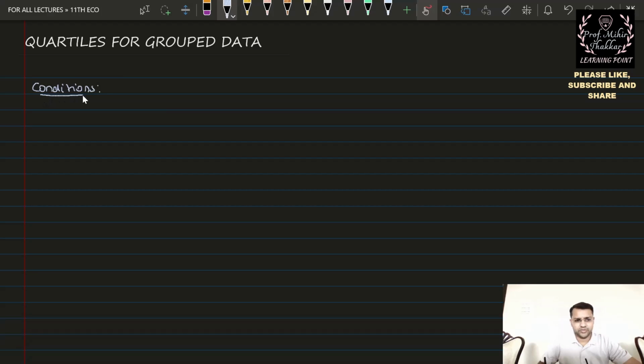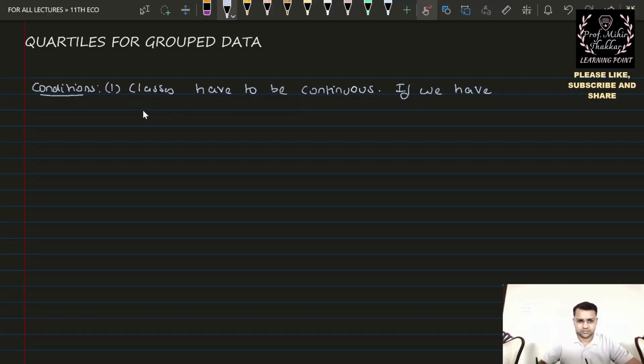The conditions are quite similar. The conditions are not the different ones. The first is that the classes have to be continuous. If we have discontinuous classes, then we make it continuous. Like we have seen an example in case of the median.